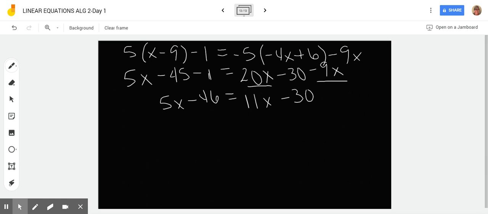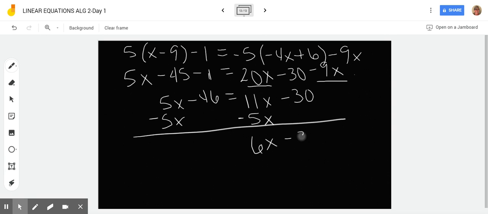Here we had to combine, on this side we had to combine like terms, and on this side we had to combine constants. Now we need to get the x on the same side. Okay, here's a little bit of a strategy. If I might subtract 11x from both sides, this is going to be a -6. I hate having negatives in front of the variable just in general. So my trick is to always subtract the smaller number from the larger number. Okay, so you're going to get 6x minus 30.